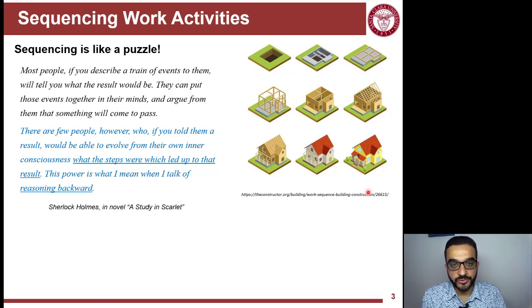Sherlock Holmes is a fictional character, but I quoted here a very related wisdom, you can say. Most people, if you give them steps, will be able to follow these steps to the end goal. But not many people, if you give them the end goal, can bring up the sequence or the steps that lead to this goal. This is what Sherlock Holmes called the power of reasoning backward. So it's not backward reasoning, it's reasoning backwards. You're reasoning in a backward fashion.